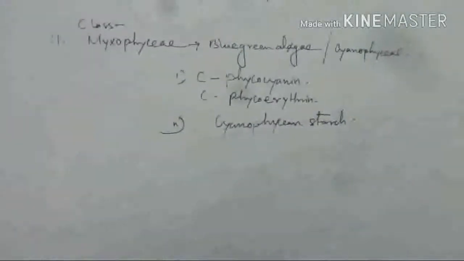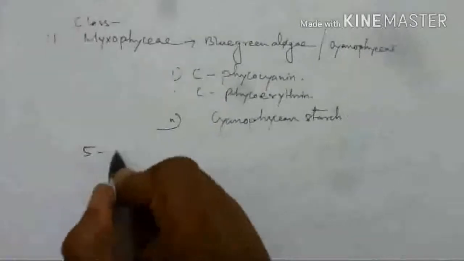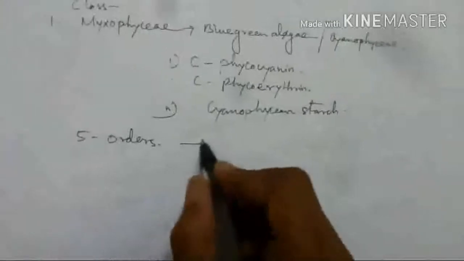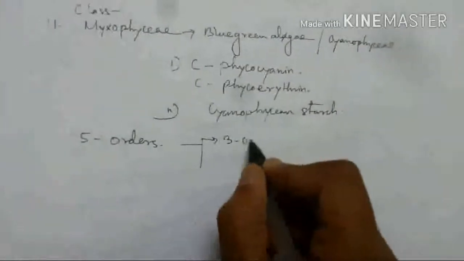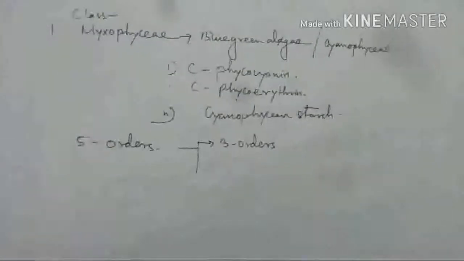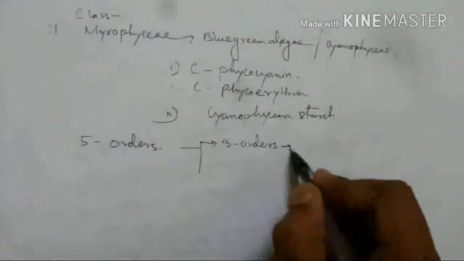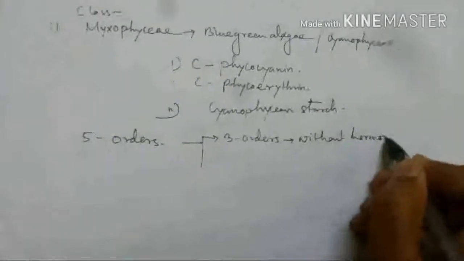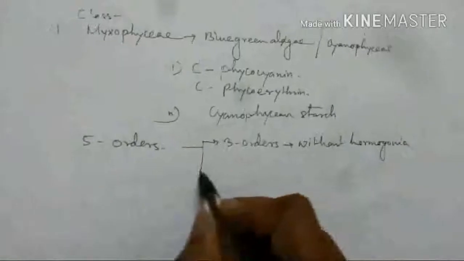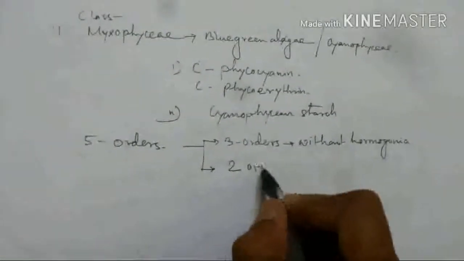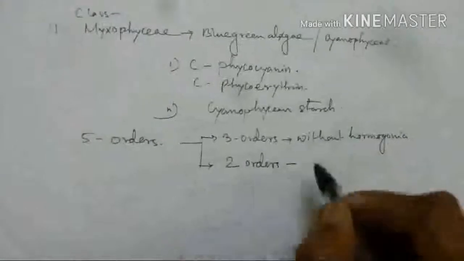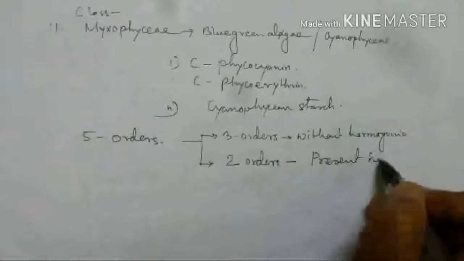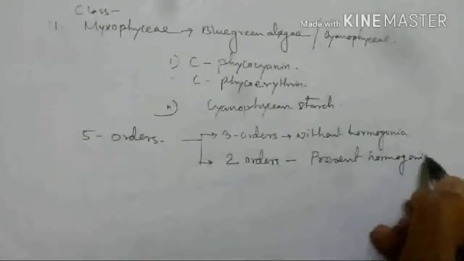Now this class, the 11th class, is divided into a total of 5 orders. Of them, the first 3 orders are without hormogonia, and the next 2 orders have hormogonia present.